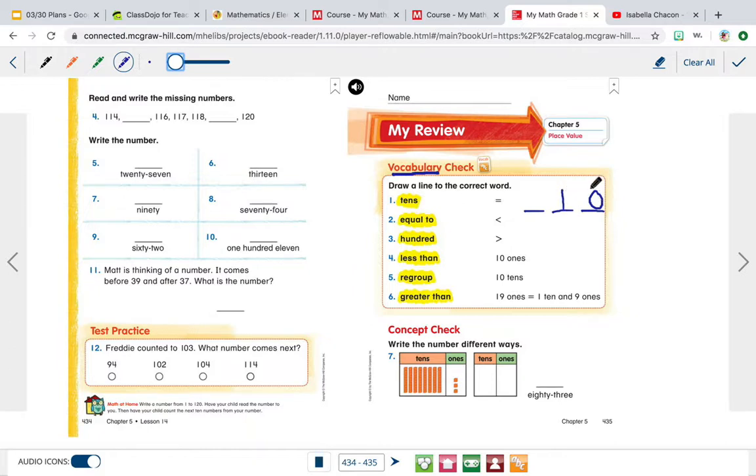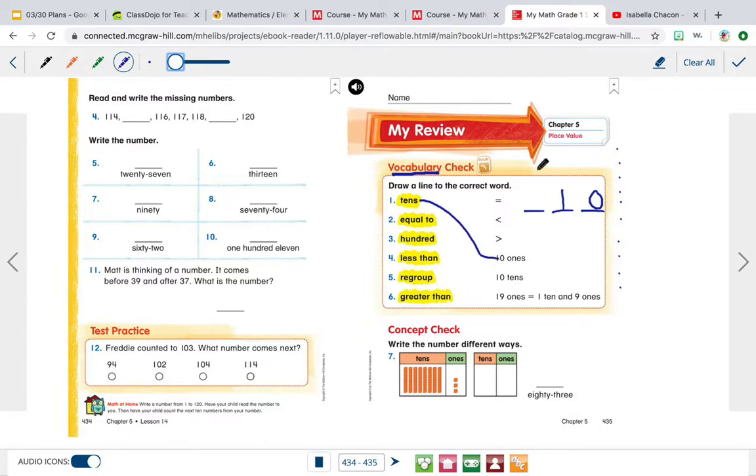It does not mean that I have 10 tens or 100 tens. No, I have 10 ones because if I make 10 pieces, 1, 2, 3, 4, 5, 6, 7, 8, 9, 10, I have 10 all together down here, and they're 10 ones. So we're going to draw our line from 10 tens to 10 ones.